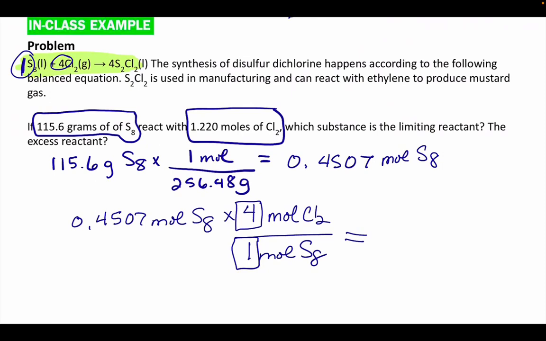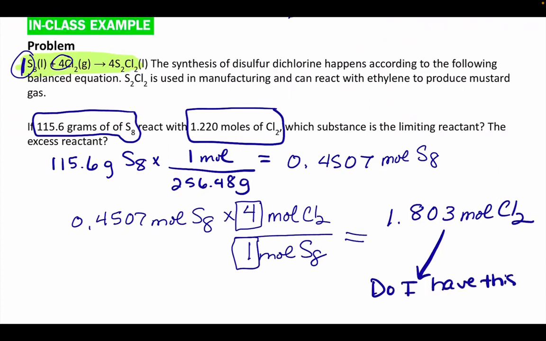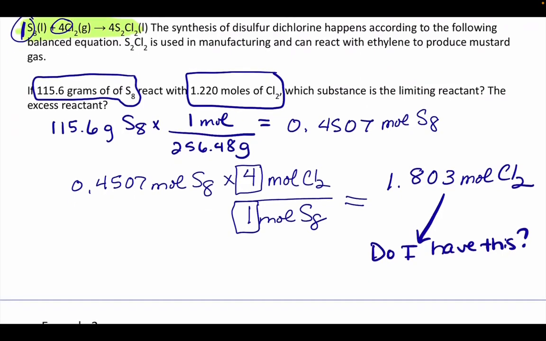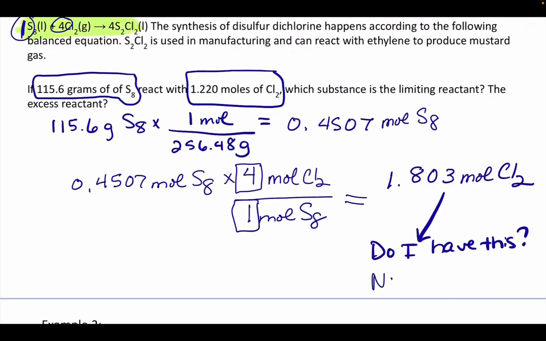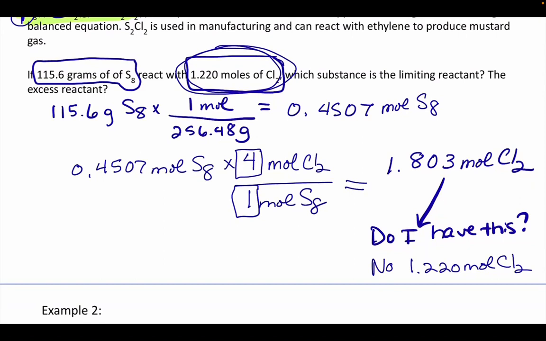And when I do, I get 1.803 moles of chlorine. So I have to ask myself, do I have this much? And the answer is no, because I only have 1.200 moles of chlorine. So that means I am going to run out of chlorine first. So if I don't have enough of the one that I converted to, then that one is my limiting reactant.